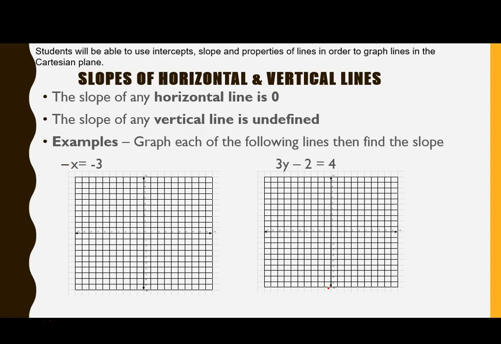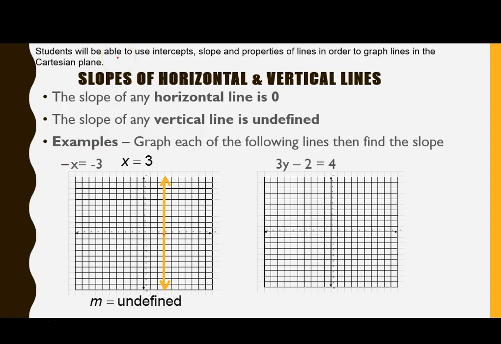Now, the slope of any horizontal line is 0. The slope of any vertical line is undefined. Graph each of the following lines, then find the slope. Well, look at it out here. We kind of talked about this earlier. We're going to divide both sides by negative 1. So x is 3. That's a vertical line. We put a dot at 3, and we draw our line through it. Now, what's our slope? Well, if we're going rise over run, we rise 1 over 0. That's 1 over 0, which is undefined.